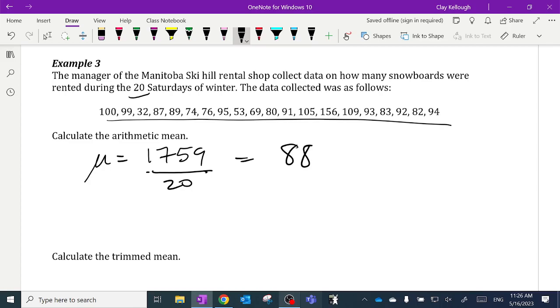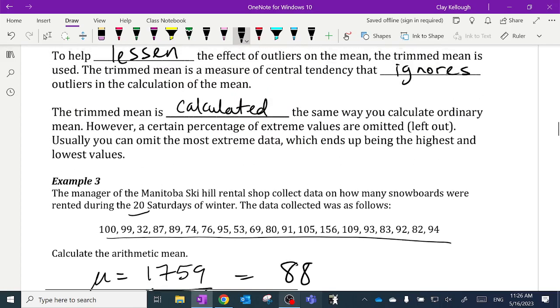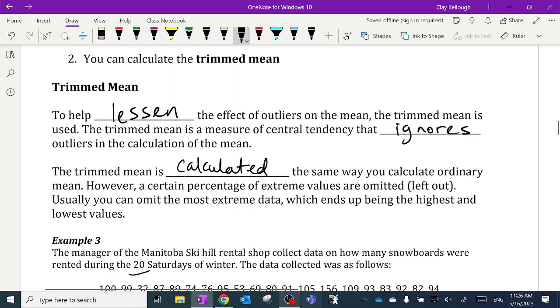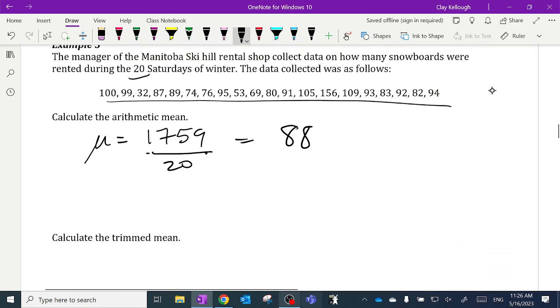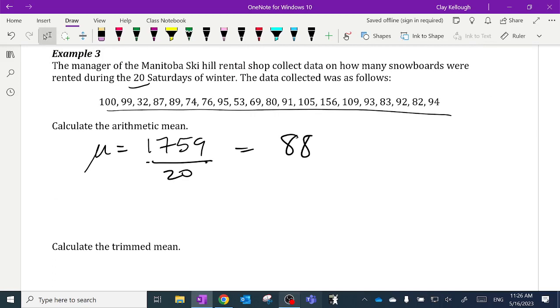All right, so the trimmed mean, like it says in my notes, is you just ignore the outliers. Look at this data. Which numbers seem way bigger or way smaller than the rest of the data? Notice there was one day where it was 156. None of the other numbers are even barely over 100. 109 is the next closest. I see one that's also much smaller than the rest of the data. Do you notice it? The 32.